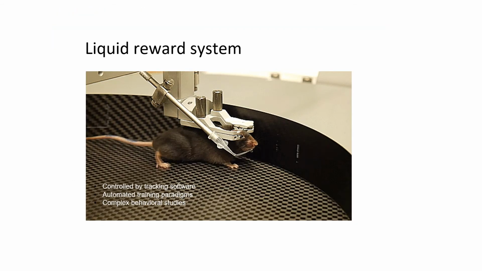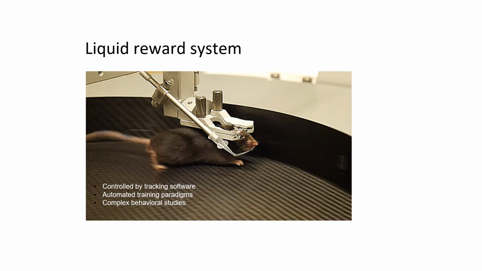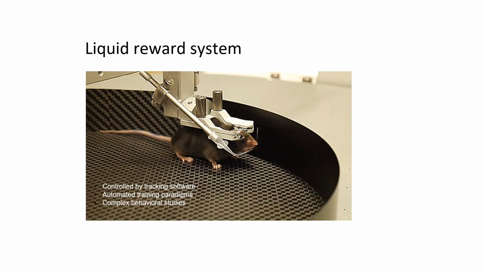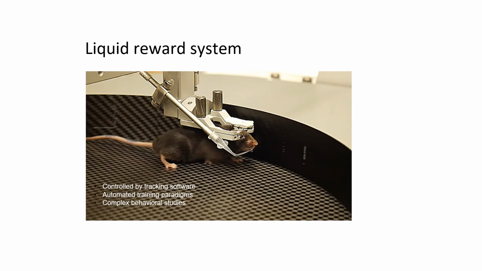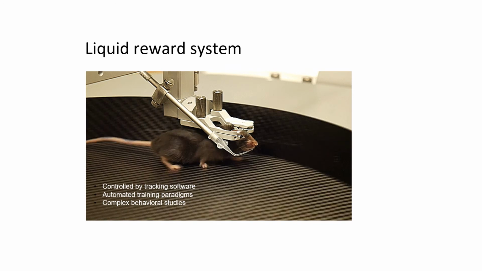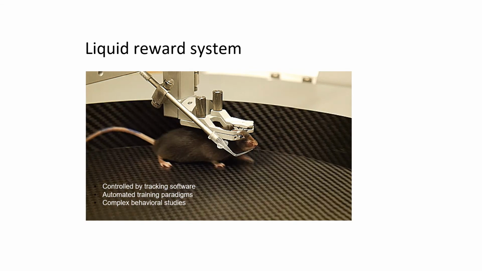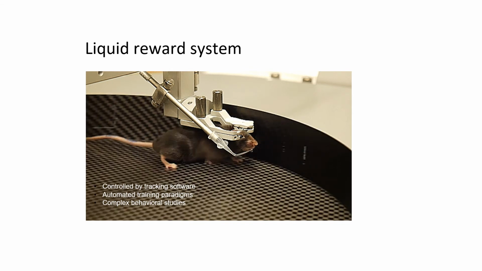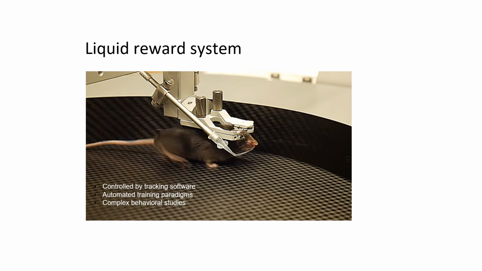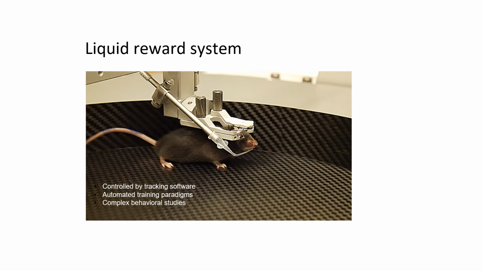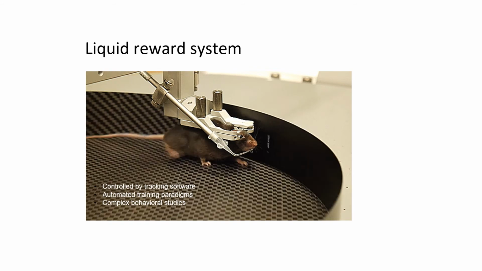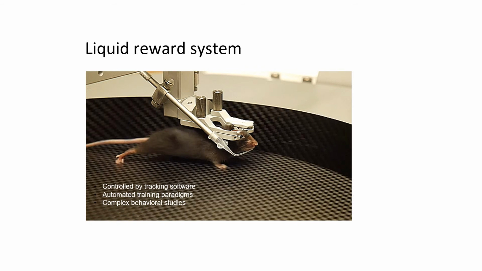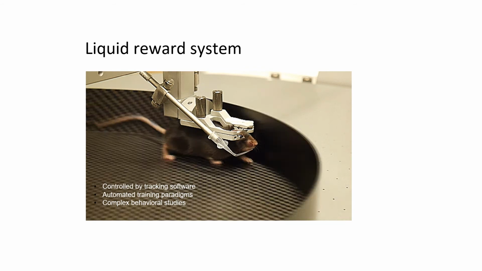Another important part of the setups is the liquid reward system, which allows training the mouse automatically to perform certain tasks and be rewarded with a drop of sweet water for performing the task correctly. Also, it can be supplemented with an air puff system that can be positioned on the other side, which will deliver a puff of air on the mouse's whiskers as a means of negative reinforcement when the mouse has performed the task incorrectly.